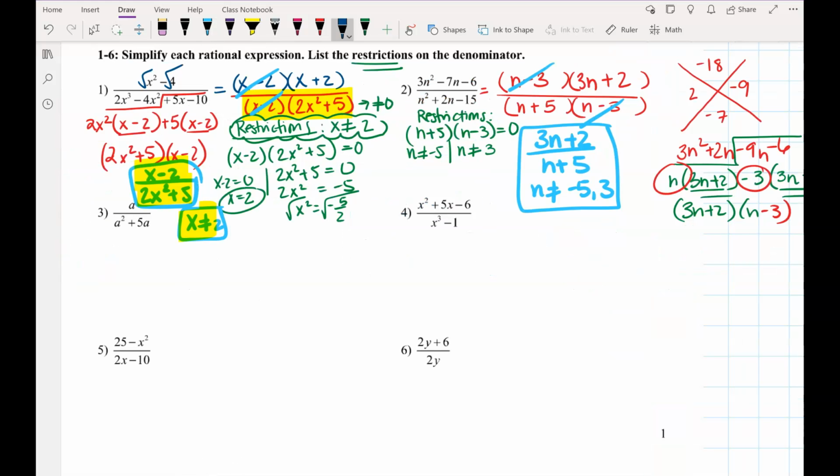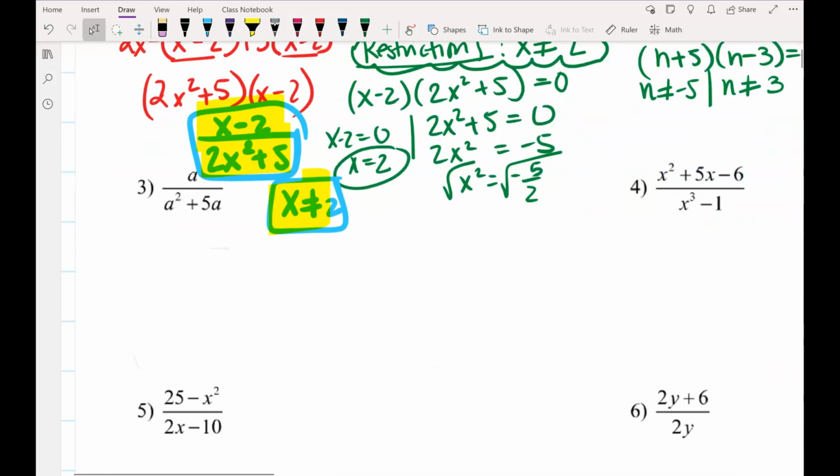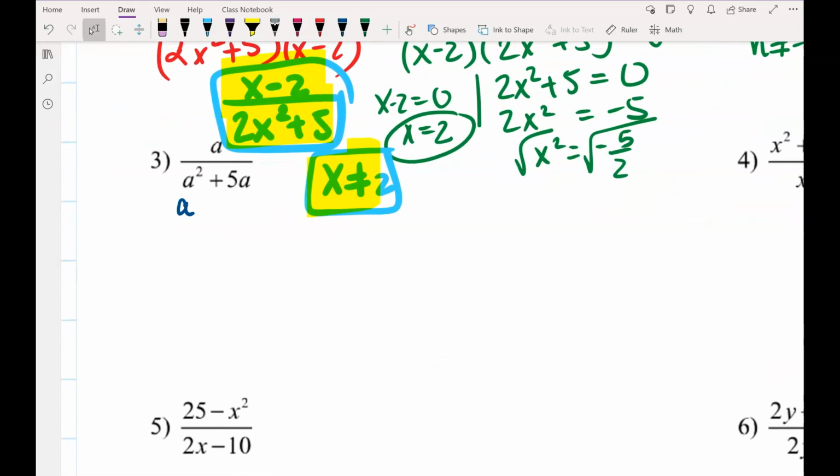All right, guys, on example 3, almost home, right? On the top, we have an a, so we're divided by a squared plus 5a. So on the numerator, guys, there's not much we can do. But on the denominator, they both have a in common, so we would definitely factor it out. Now, before you go and cancel out the a, don't forget restriction, right?